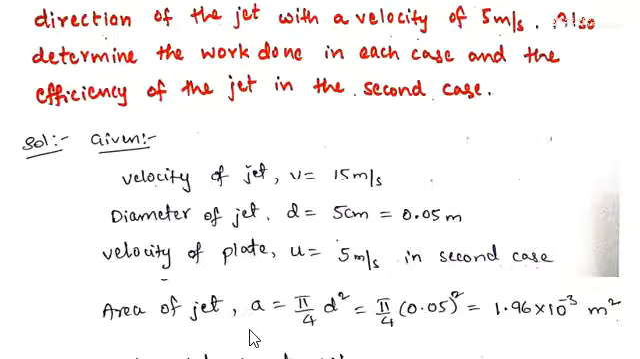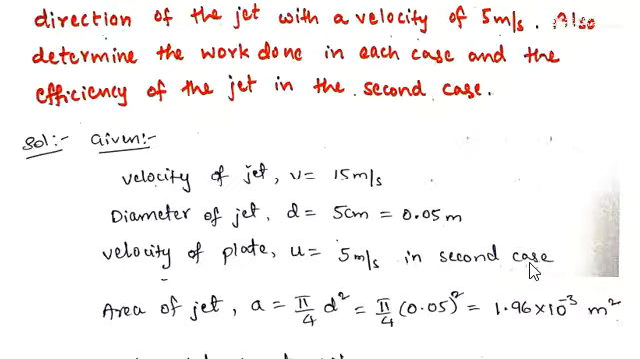And if you calculate the area of the jet, it is pi by 4 d square. Pi by 4 into 0.05 square, and if you simplify that, we are getting the area of the jet as 1.96 into 10 to the power of minus 3 meters square.